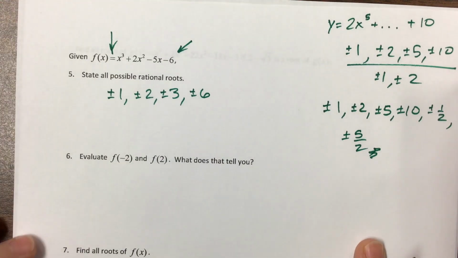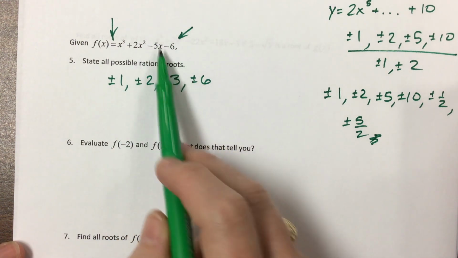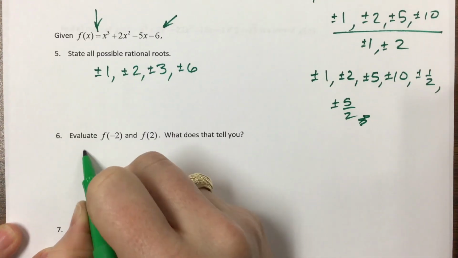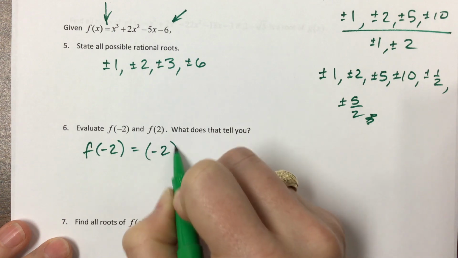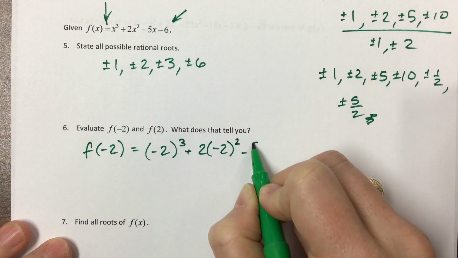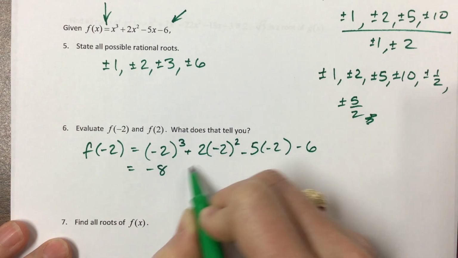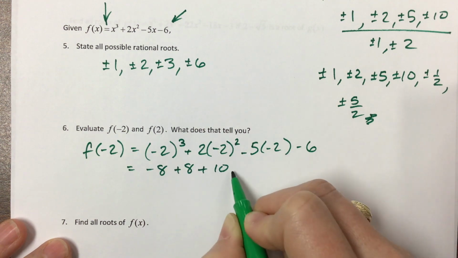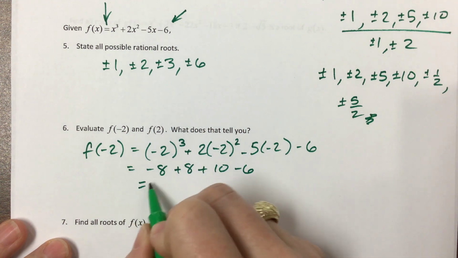Okay, so back to the problem at hand. State all possible rational roots. I looked at the factors of 6 divided by the factors of 1. Then the next thing they asked me to do is to evaluate f of negative 2. That gave me negative 2 cubed plus 2 times negative 2 squared minus 5 times negative 2 minus 6. That becomes a negative 8. This is a positive 4 times 2, a positive 8, plus 10 minus 6. So those are gone. I'm left with this is equal to 4.